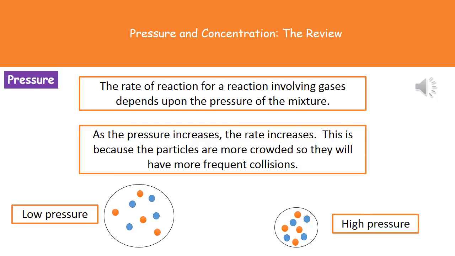Welcome to our review on pressure and concentration and how they affect the rate of a chemical reaction. Now what we're going to do in this little presentation is to have a look at the two different factors that can affect the rate at which a reaction is going to take place. So first of all, we're going to have a look at pressure.